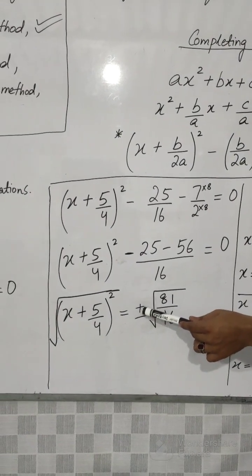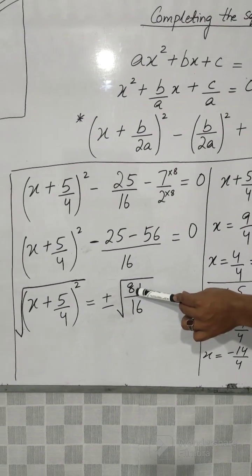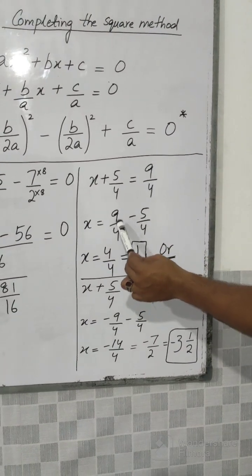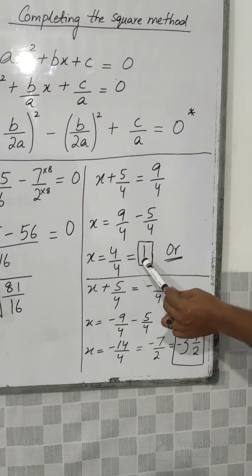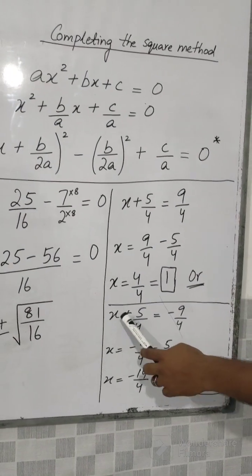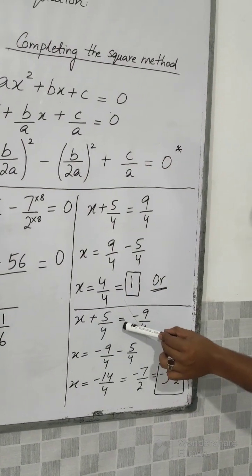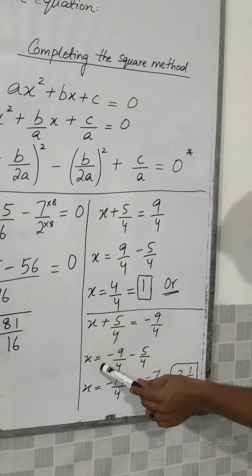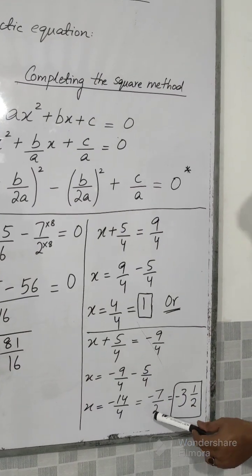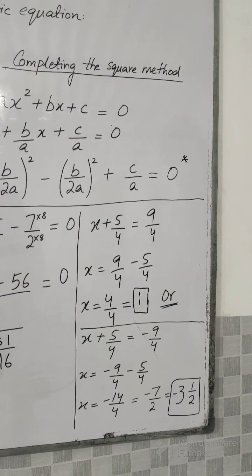For the first value we will take the positive sign, which gives you 9 over 4. The square root of 81 is 9, the square root of 16 is 4. So the first value will be 9/4 − 5/4, which gives you 4/4, and finally 1. x = 1 will be our first solution. The second solution will use the negative sign: x + 5/4 = −9/4. So x = −9/4 − 5/4 gives you −14/4, and after simplifying, the final answer will be −3 1/2.